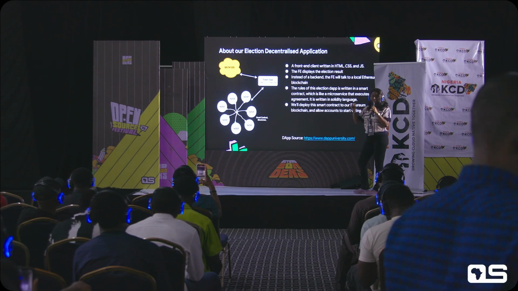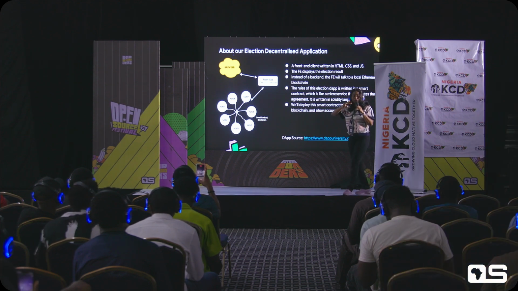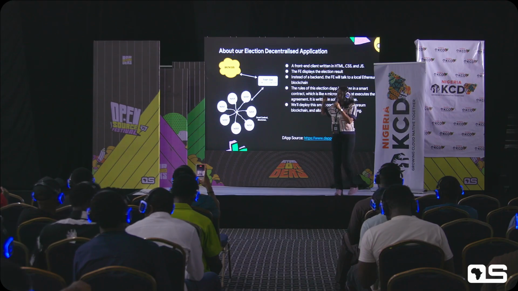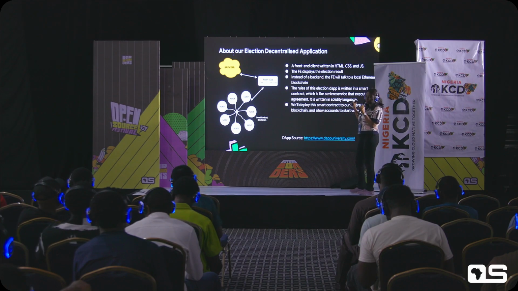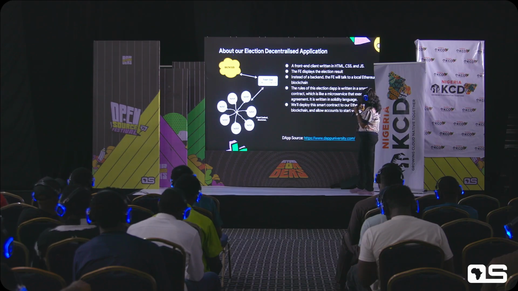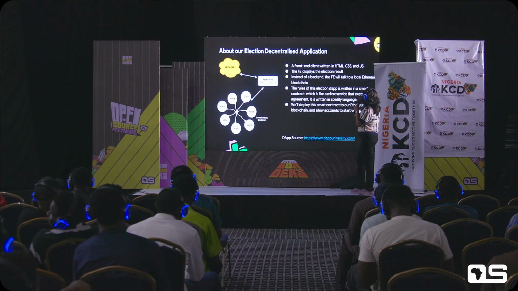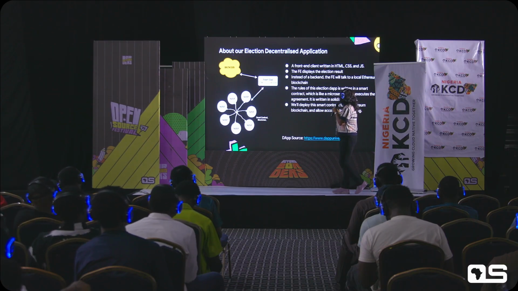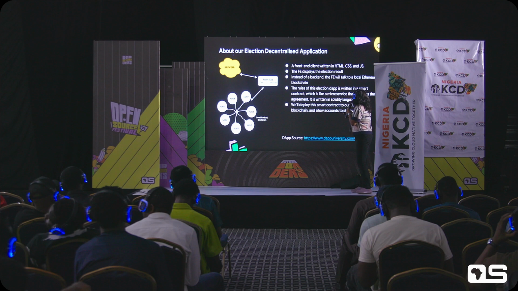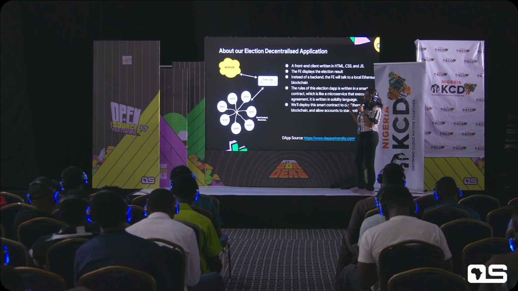The front-end displays the election results. The election is going to be between two people, and instead of a back-end, the front-end will talk directly to an Ethereum blockchain, a local one. I'm going to be using Ganache for testing. And the rules of this election will be written in a smart contract, written with Solidity, and it will deploy the smart contracts on an Ethereum blockchain, and it's going to allow applications or users to start voting.